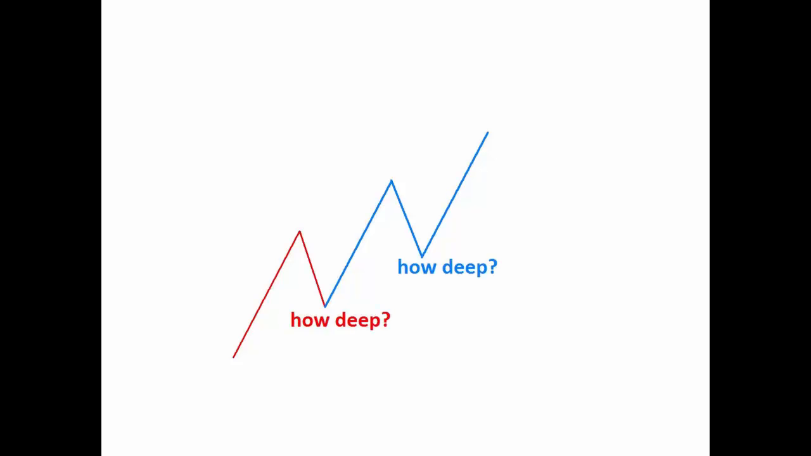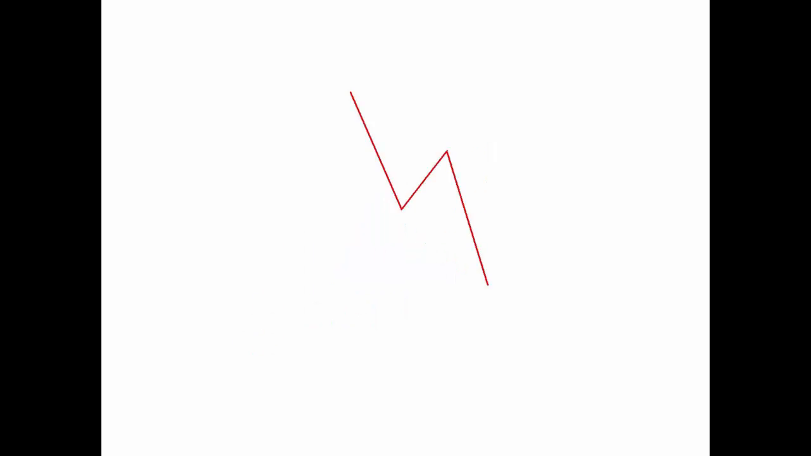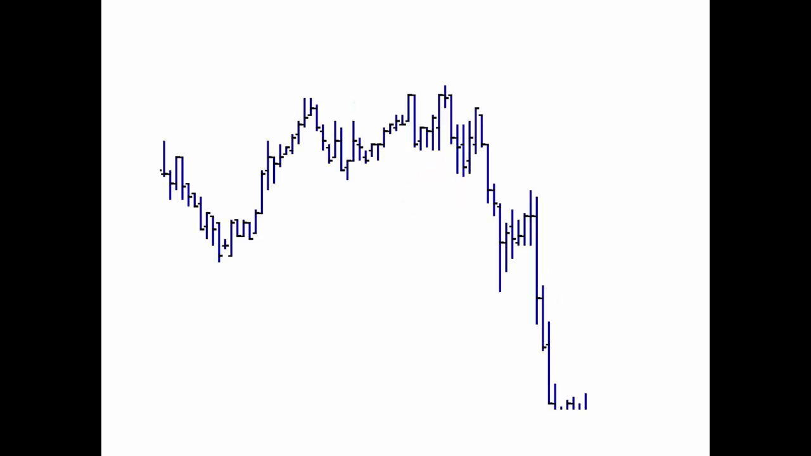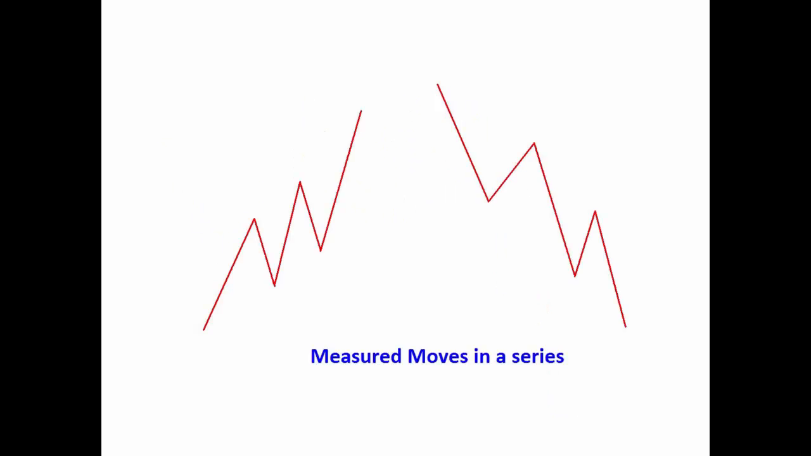We always want to ask the question, how deep are those pullbacks? Here's a bearish measure move. The CD leg, shown in blue, starts off another measure move going down. Here's a chart example. As you can see, I use simple bar charts. Here's the first bearish measure move, and the next one follows it, shown in blue. So the first configuration is when you have measure moves in a series: 2 measure moves or more attached end to end.